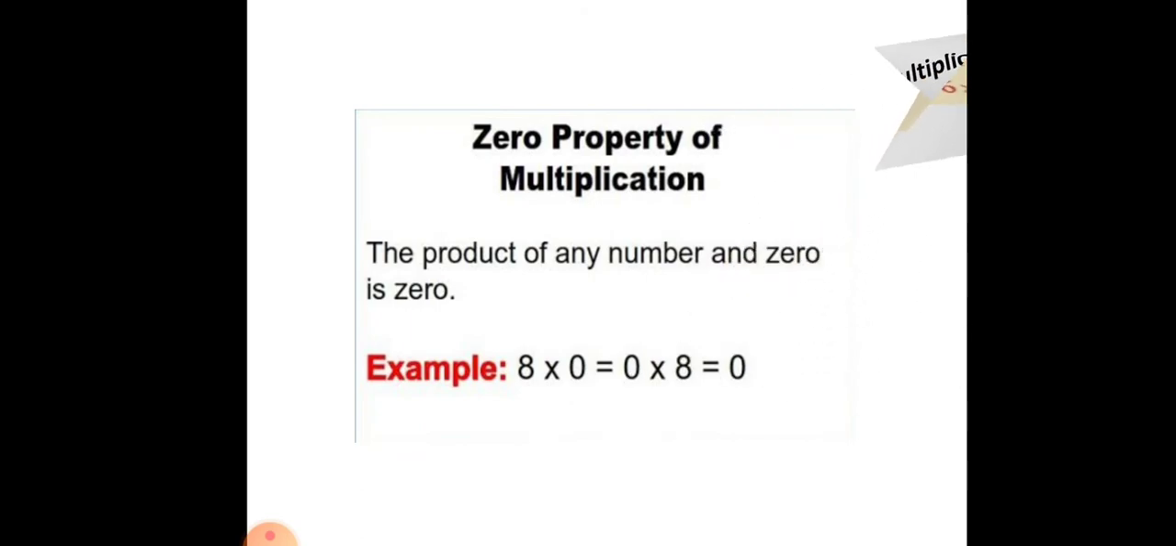Zero property of multiplication: any number multiplied by 0, the answer is 0. 0 is not a multiplicative identity. 0 is only a zero property. Okay students.